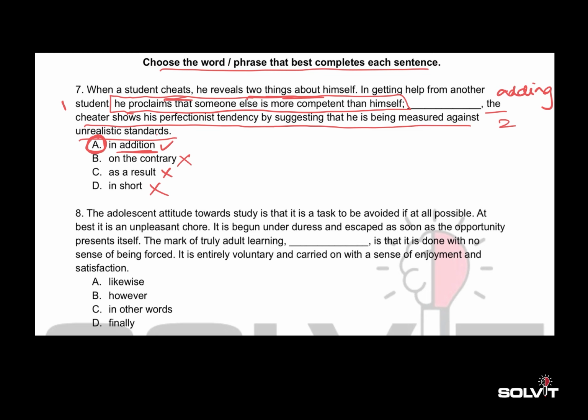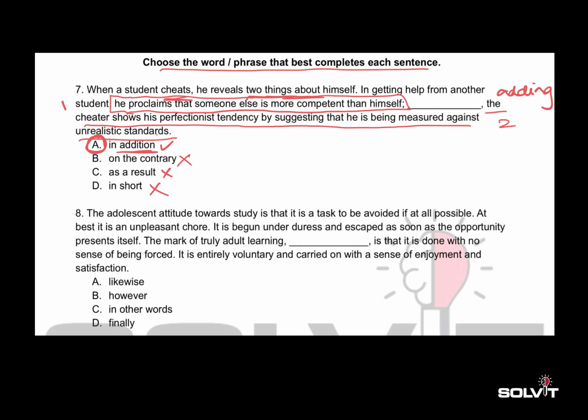The adolescent attitude towards study is that it is a task to be avoided if at all possible. At best, it is an unpleasant chore. It is begun under duress and escaped as soon as the opportunity presents itself. The mark of truly adult learning, dash, is that it is done with no sense of being forced. It is entirely voluntary and carried on with a sense of enjoyment and satisfaction.